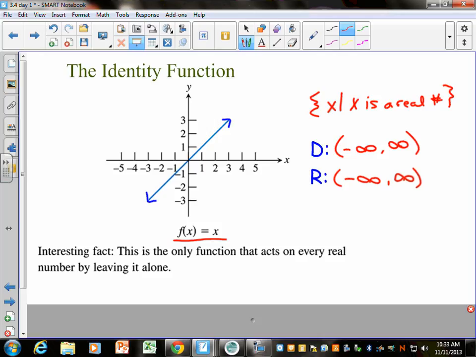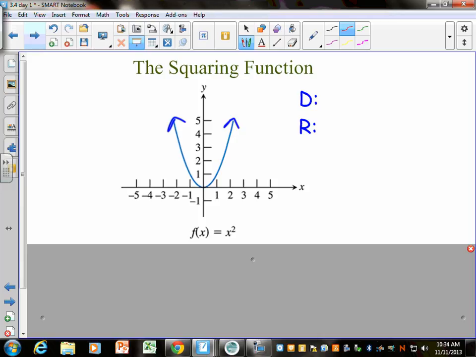You don't have to write that down, but it's the only function that acts on every real number by leaving it alone, right? We don't do anything with it. If you made an XY chart, whatever number you plugged in, you get that same number out. Don't write any of those down.